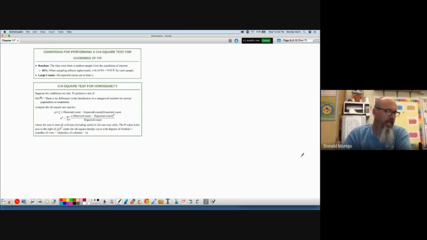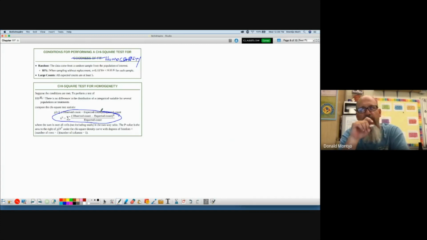This should say up here, this should say homogeneity instead of goodness of fit. Okay. Same exact conditions. Chi-squared test statistic, if you look down here, well, that's familiar. It's the same exact chi-squared test statistic that we've used previously. The only difference for a homogeneity is how we find degrees of freedom.